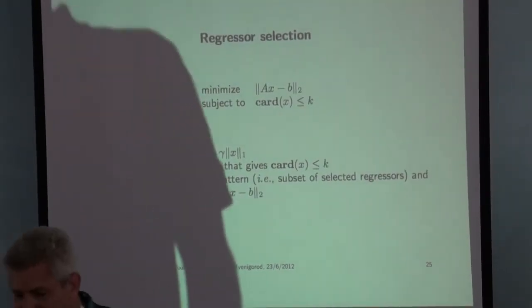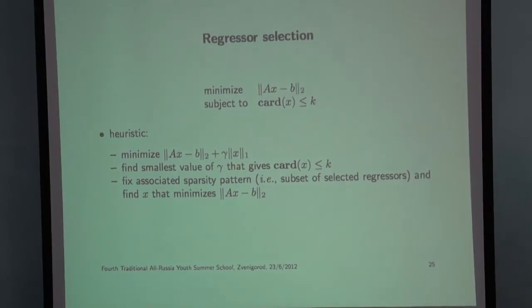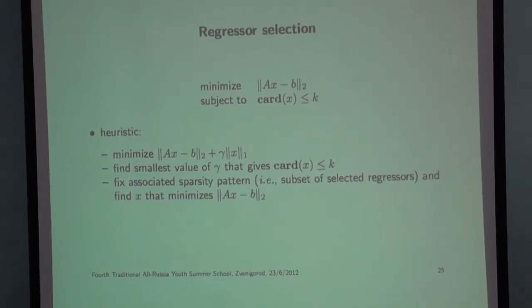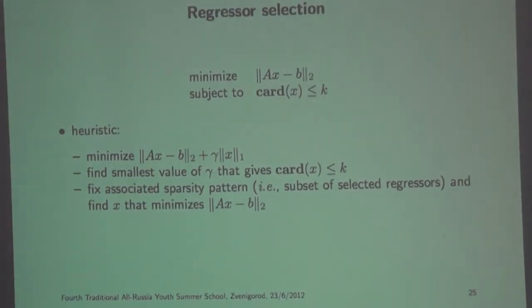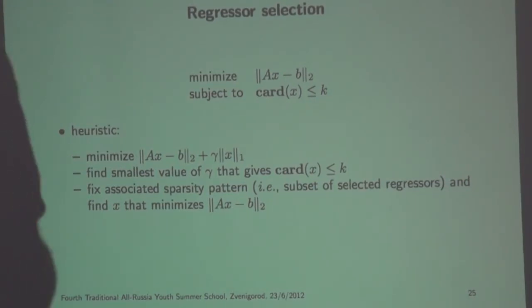Okay. Let's look at some examples. Let's do regressor selection. By the way, here I'm not using this fancy method. The fancy method here would be to use the asymmetric weighted one. I'm using the traditional non-weighted one. So the heuristic for this is you minimize this. By the way, this has a name. I guess if you put a square there, it's the same. It's called lasso, which is least absolute shrinkage something or other. What you do is you fiddle around with gamma until you get card less than k. Then you fix the associated sparsity pattern, and then you solve the least squares problem. So let's see how this looks.